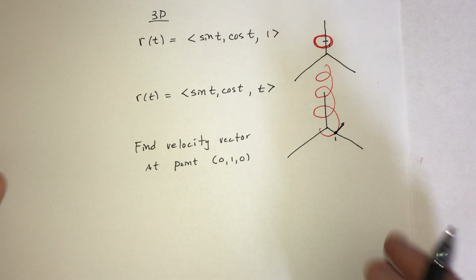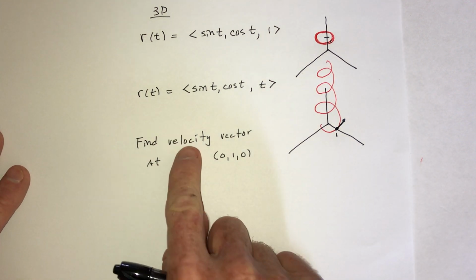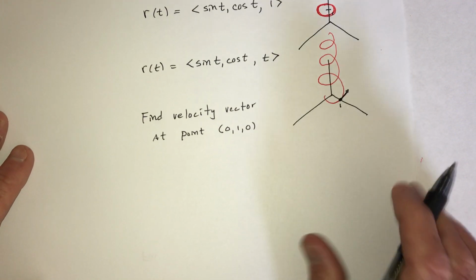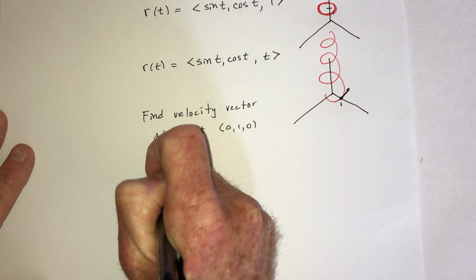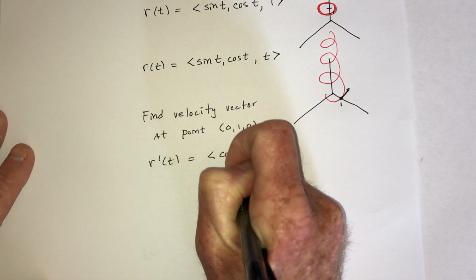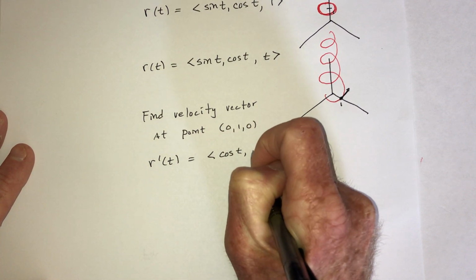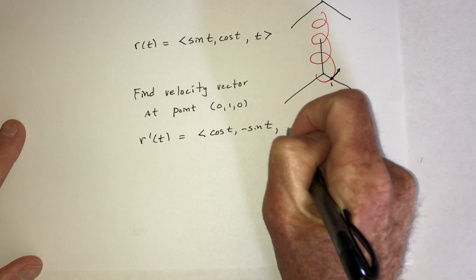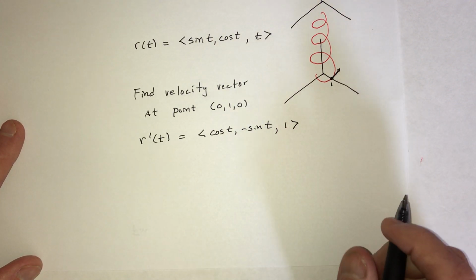But we can test out my theory by actually taking the derivative. So the derivative, that's easy enough. Derivative of sine is cosine. Derivative of cosine is negative sine. The derivative of t would be 1.